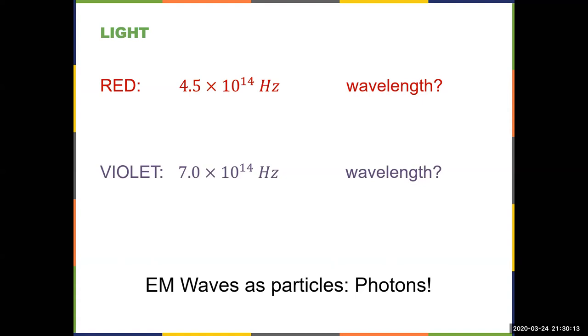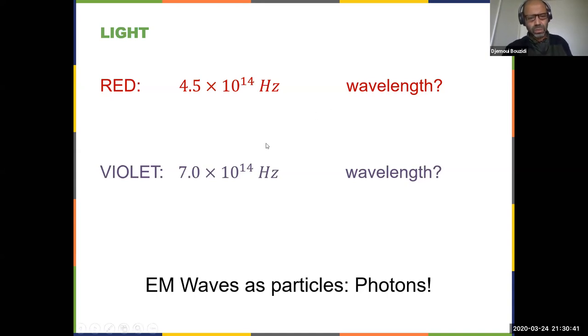Okay? And F in here is given by, for the red light, that is the least frequency we can see with our own eyes, 4.5 times 10 to the power 14 hertz. That's the unit for it. My question is, what is lambda for red light? The highest frequency we can see is for violet, which is about 7 times 10 to the power 14 hertz. Using the same speed for light, I want to find what the wavelength for the violet is.